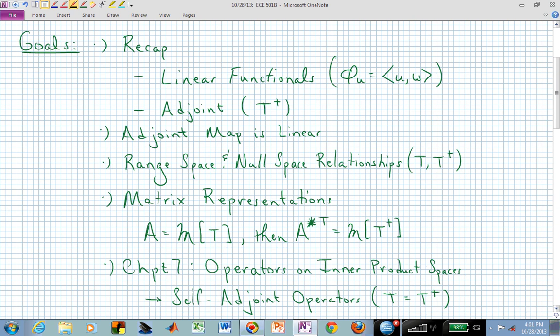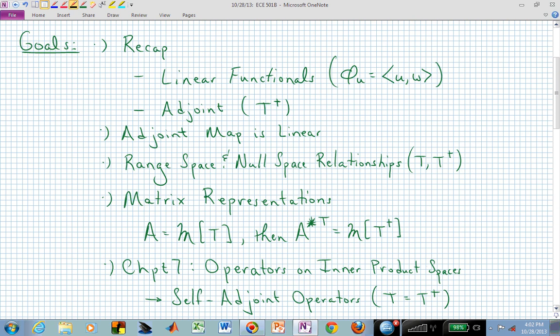Let's recap to start today with the definitions, theorems, and statements associated with linear functionals, which you can create by means of an inner product, and the adjoint. Then we will show that the adjoint map is indeed linear, which is a good thing. And then we'll simply write down a result that relates the range space and null space of these different linear maps, the map T and its adjoint.